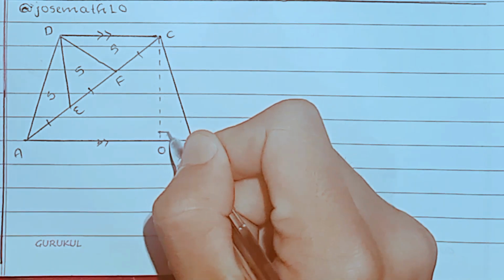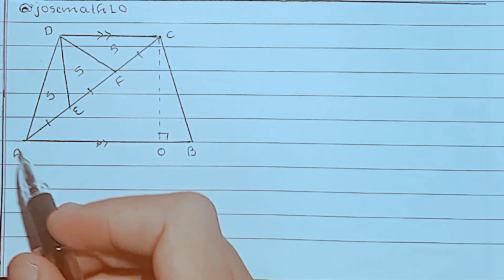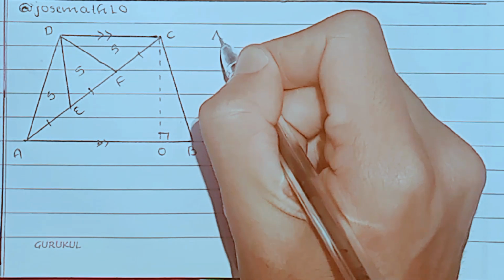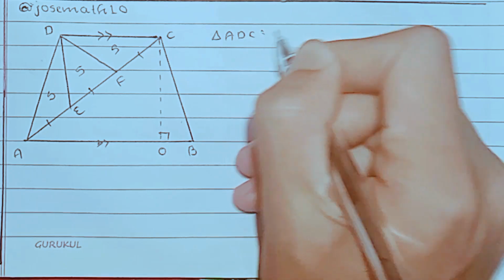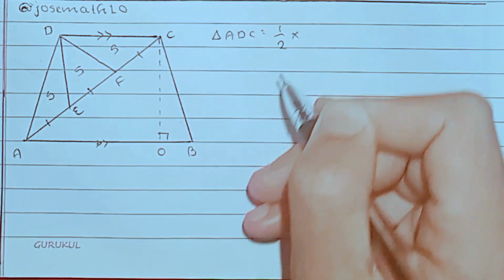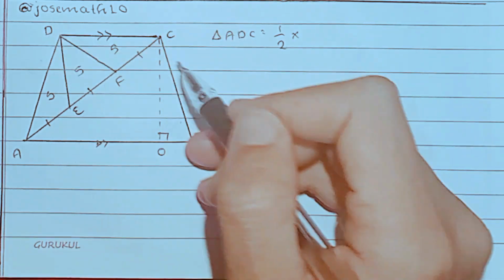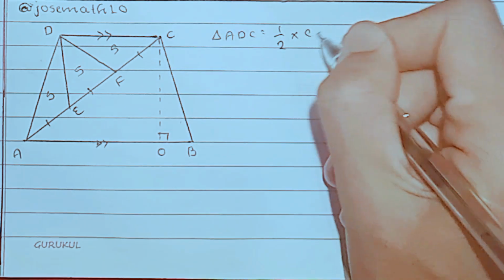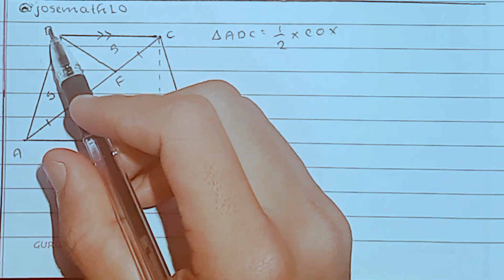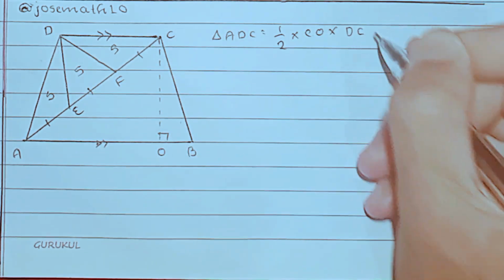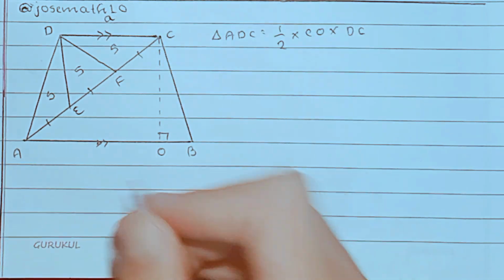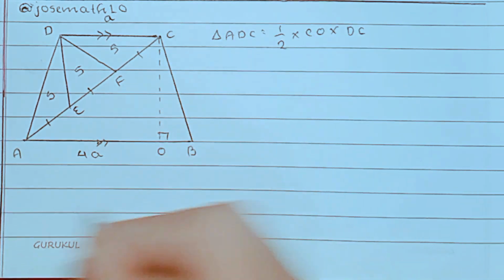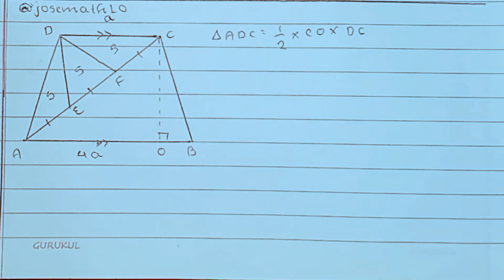This is 90 degrees right here. So now focus on triangle ADC. The area of triangle ADC is equal to 1/2 times altitude, which is the height of the triangle, equal to CO, into the base, which is equal to DC. So let's assume the base to be A. So AB will be equal to 4A because AB is 4 times DC.